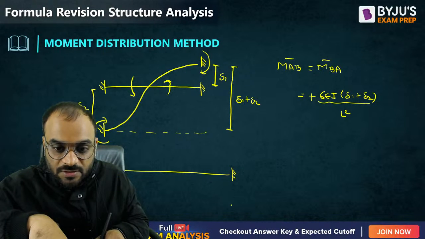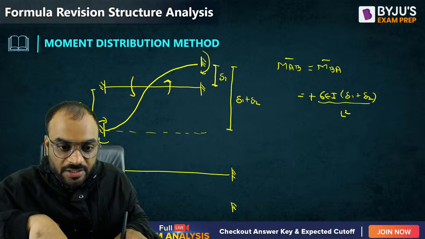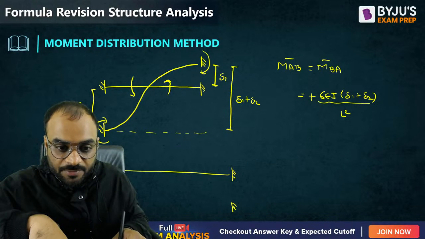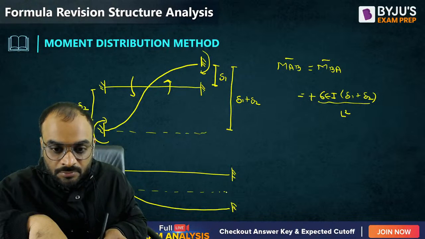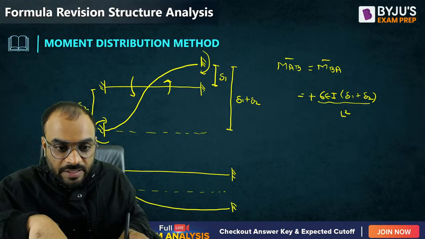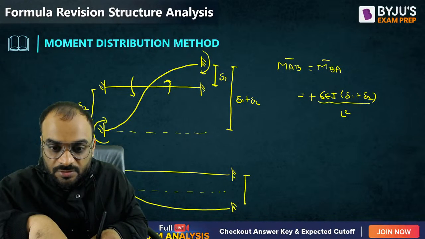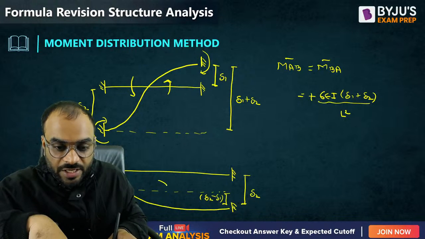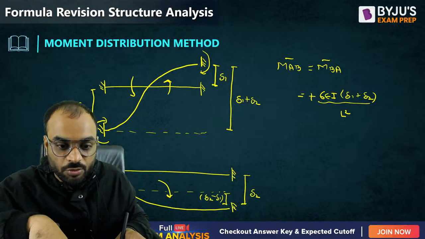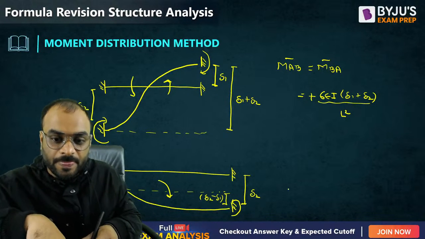Let us suppose this one is trying to settle down by delta 2 and this one is trying to settle down by delta 1. This is delta 1 and this one is delta 2. The net displacement is delta 2 minus delta 1. So if the direction of settlement is clockwise, then the movement will be anti-clockwise in nature, right?